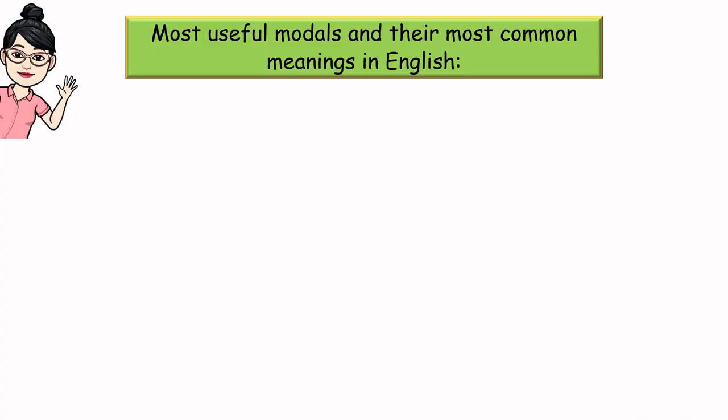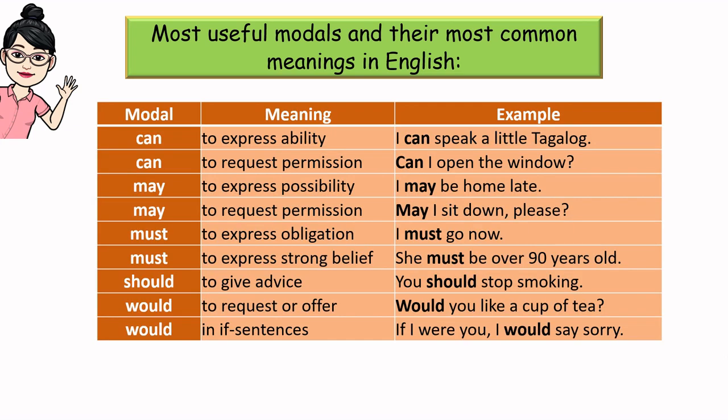Now, below is a list showing the most useful modals and their most common meanings in English. Modal. Can. Meaning. To express ability. Example. I can speak a little Tagalog. Can. To request permission. Can I open the window? May. To express possibility. I may be home late. May. To request permission. May I sit down, please?